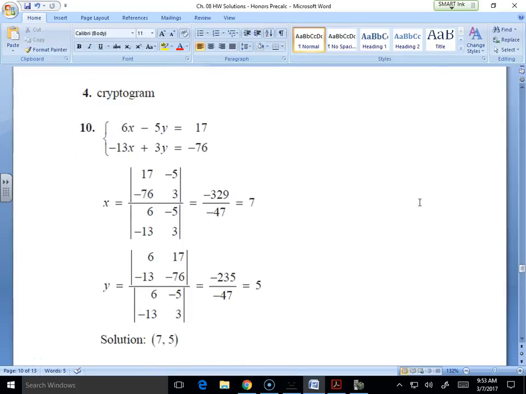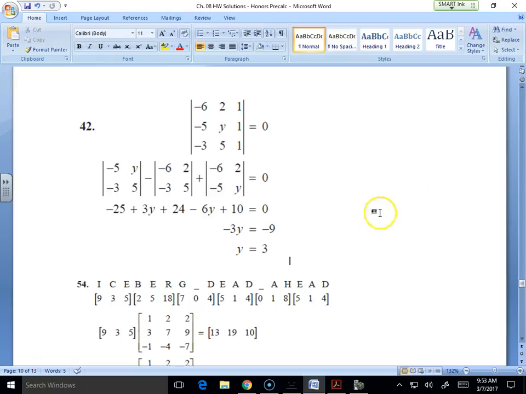Answers for 2, answers for 4, answers for 10. Okay, there we go. Number 42, final answer, y equals 3. Number 54, you were given a message. You were given an encoder matrix. And you were supposed to encode the message.